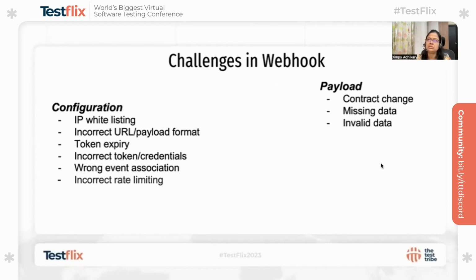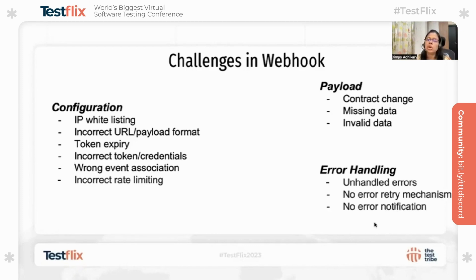Invalid data, right? Suppose you are looking for some date time data and it is coming in a different time zone format, that may lead to failure in your application. Another aspect is error handling. Unhandled errors can lead to failures in the webhook. No retry mechanism: suppose the webhook has failed and there's no retry and no error notification. Something went wrong, but no notification is sent by the sender application. So how are we going to identify the cause of the issue?